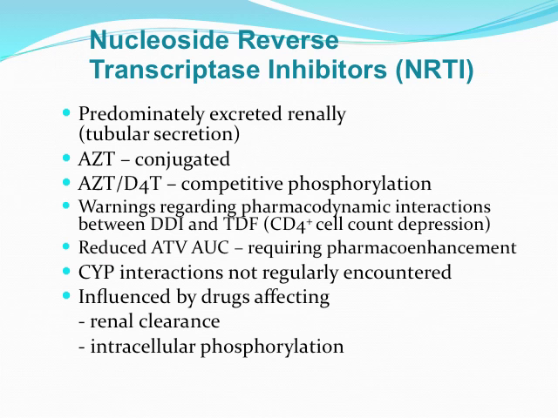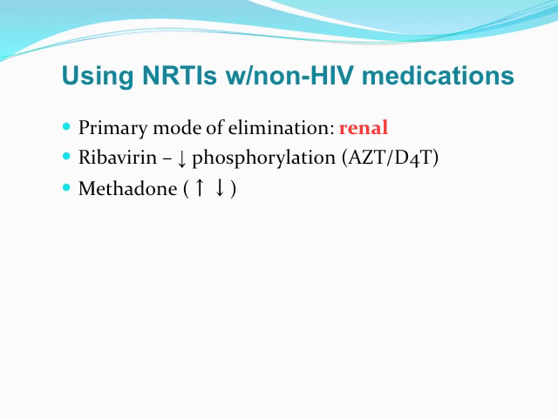CYP interactions are not regularly encountered in your NRTI class, so that's usually not a problem if you have other drugs that are metabolized through the 3A4, because these are renally cleared and they go through intracellular phosphorylation. If you're using NRTIs with non-HIV meds, again, think renal, and I've highlighted that in red for you. Things that may decrease phosphorylation would be, for example, ribavirin. If you have a patient who may be Hep C positive and you're treating them with ribavirin and their HIV at the same time, you need to think about that.